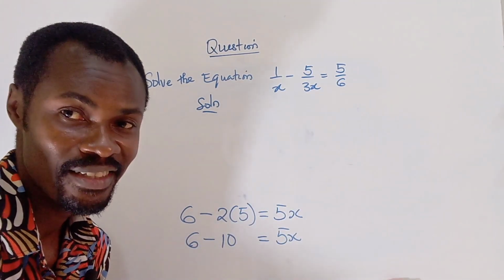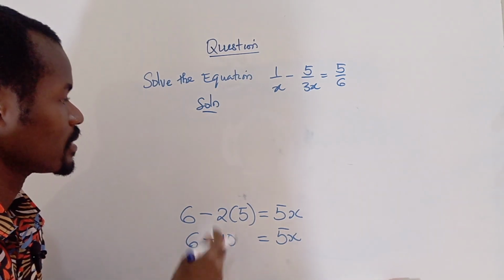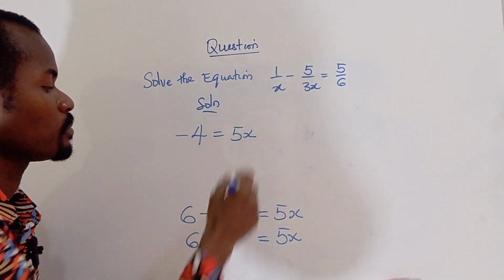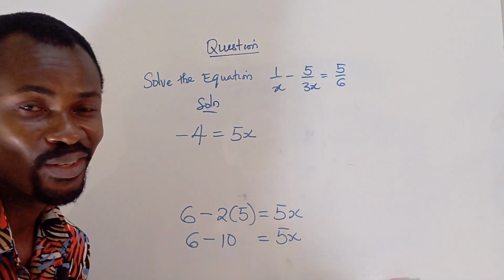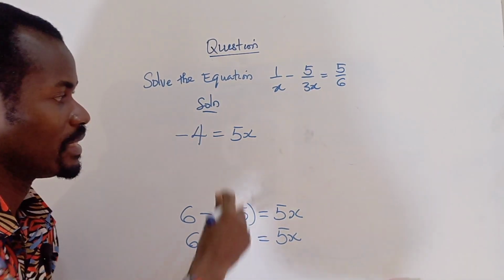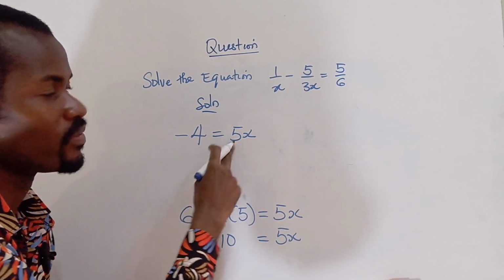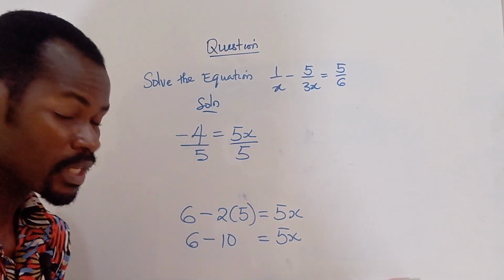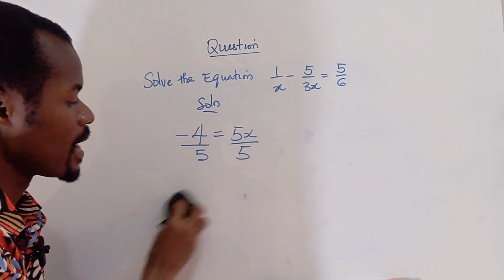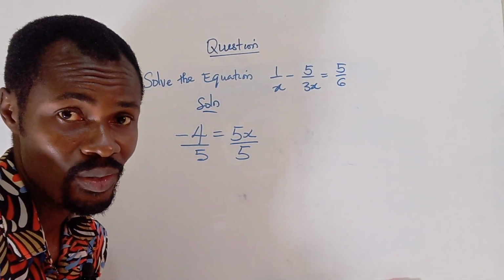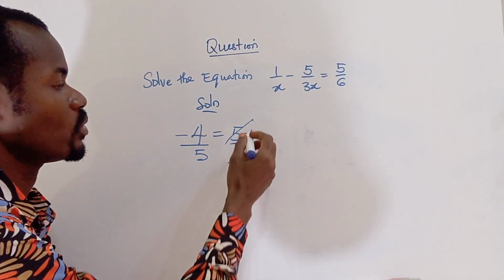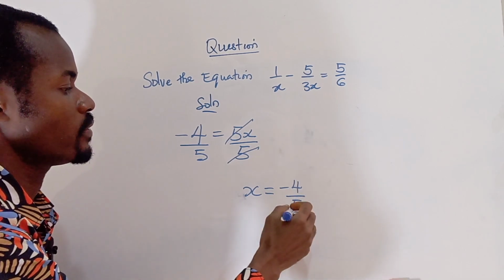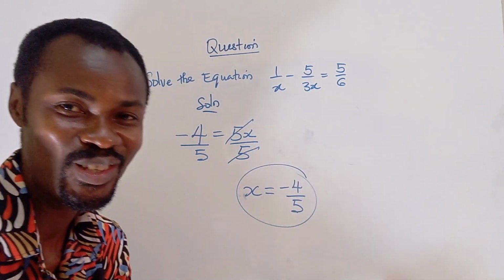Now from this point, we can take 1 or 2 steps to arrive at the value of x that satisfies this equation. So 6 minus 10 is going to give us minus 4, which is equal to 5x. So at this point, what do we do to get the value of x? We can just simply divide both sides by the coefficient of x, which is 5. I'm going to divide this by 5 and this by 5. The essence is so that the 5s on the right hand side can cancel out, so we are left with x equals minus 4 over 5. So this gives us the simple solution to this problem.